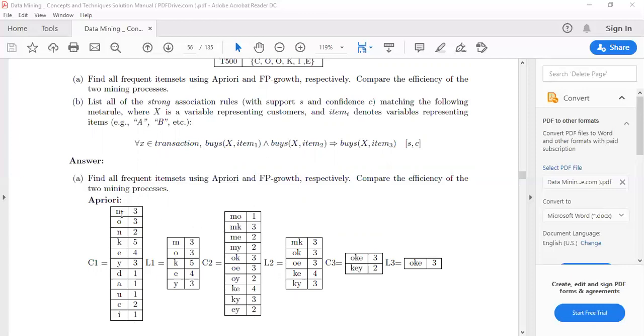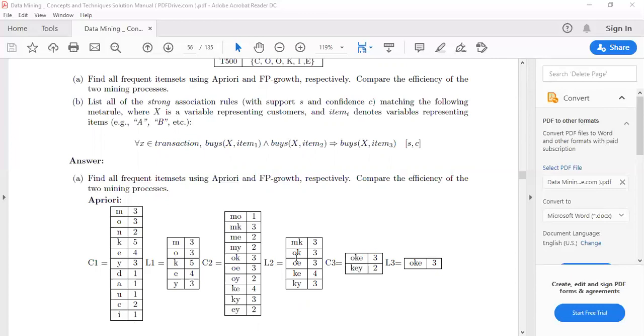Here, if you see, in the first scan we have taken the single item set. In the second scan we have taken the combination of 2 item sets. Now in the third scan we are going to take the combination of 3 item sets. Here you see MK is mingled with MO. Again, like that, you have to take this combination. That one is OKE and OKY. Like that, without duplication, we should take the 3 combinations.